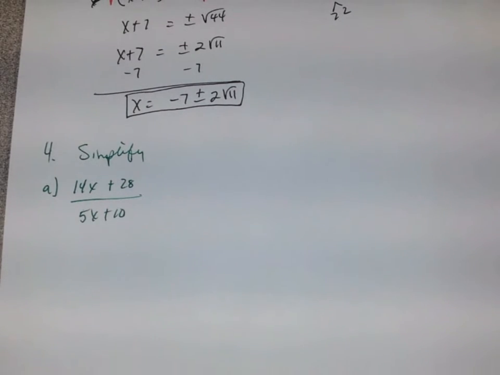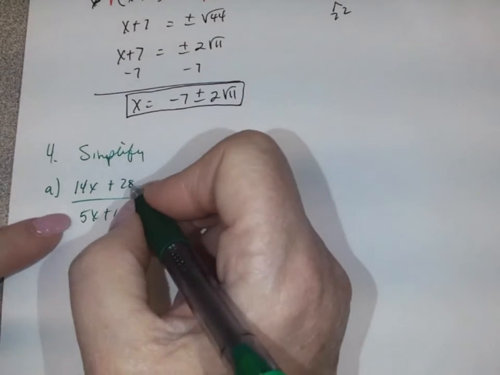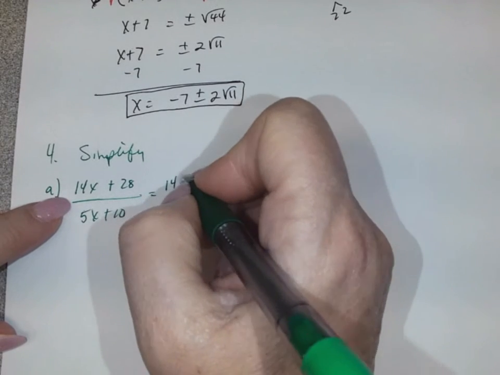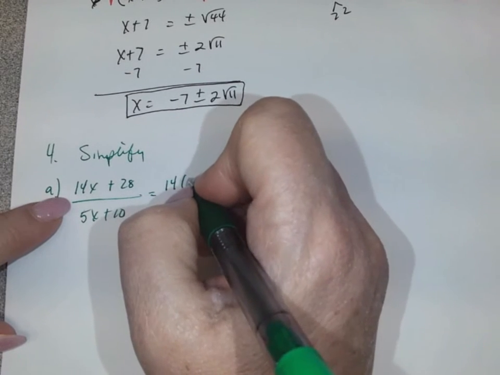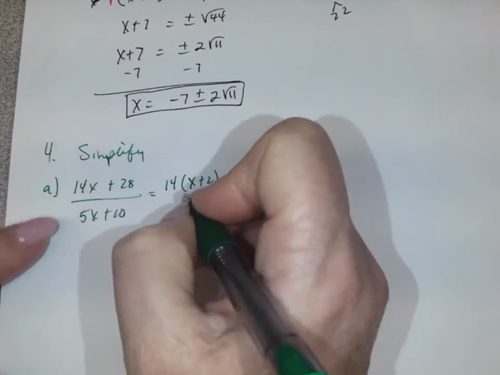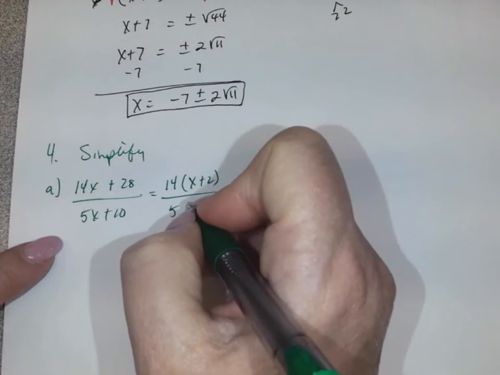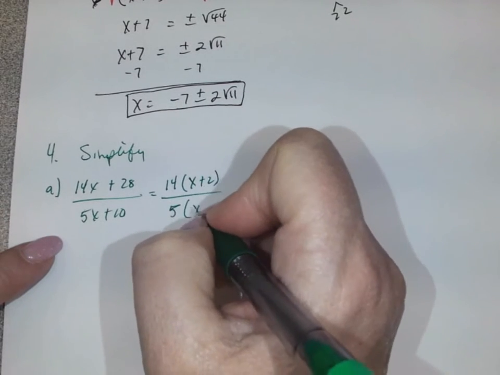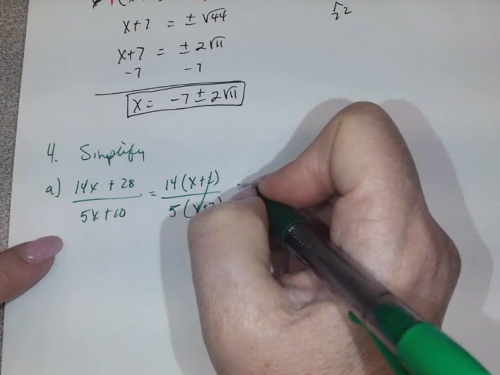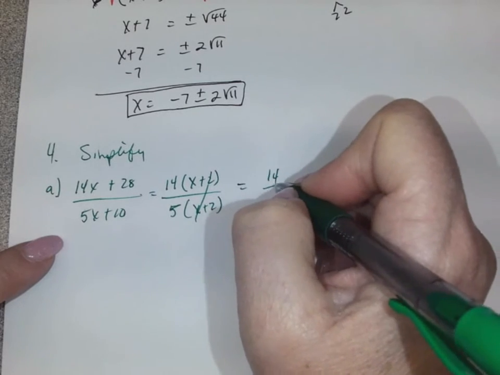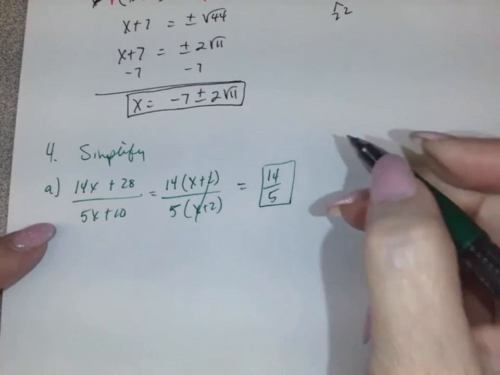And the first thing we have to do is factor. So on the top, I can factor out a 14, and I am left with x plus 2. And on the bottom, I can factor out a 5, and again, I'm left with x plus 2. The x plus 2's will cancel, and we'll have 14 over 5 as our final answer.